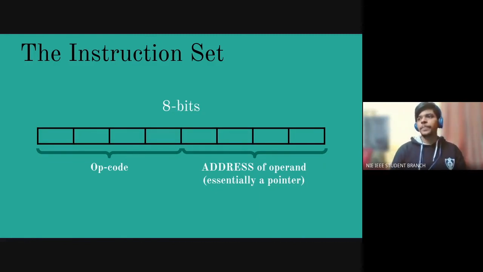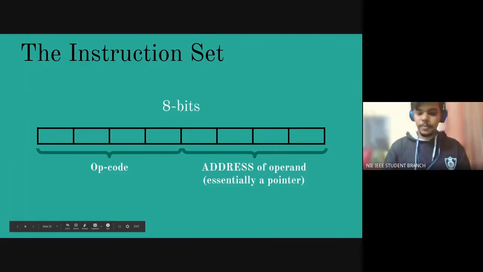Let's say I give like 10 or something in the address. What that means is I'm not using the value 10, but what the computer will do is go to the ROM, go to the address 10, and some value is going to be there. It will take that value and perform the operation on it.